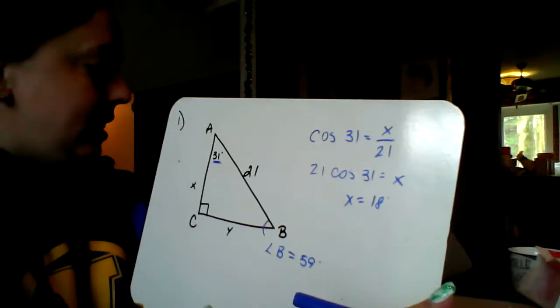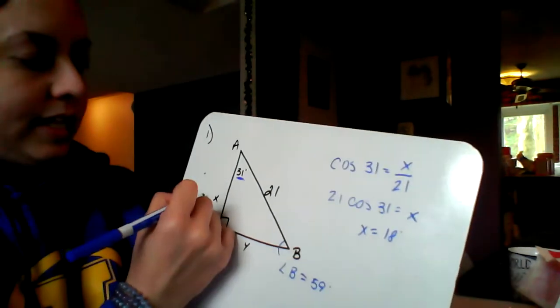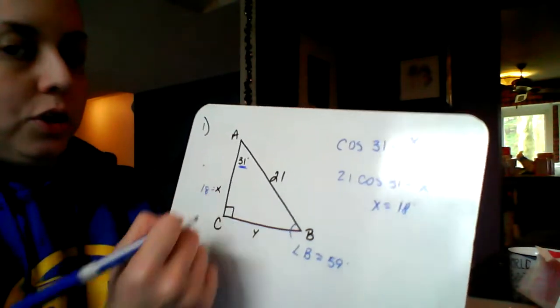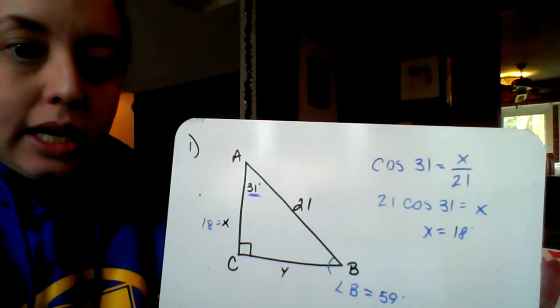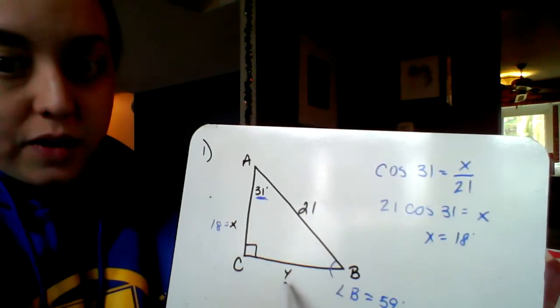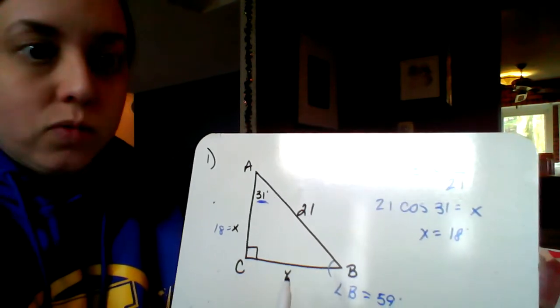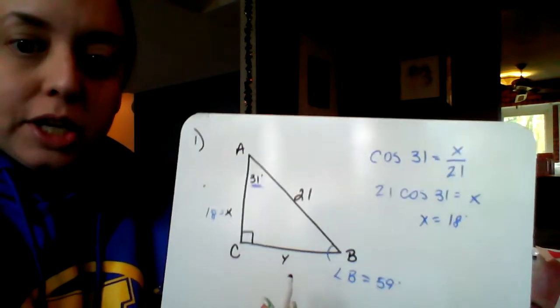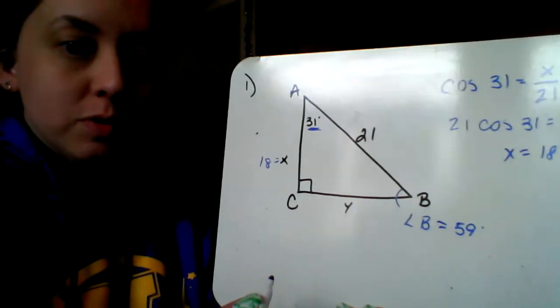Okay, and then once you have this 18, you can do one of two things now, right? If you know that that's 18 and that's 21, you could use the Pythagorean theorem just to find y, or you could use trig again. Doesn't matter to me, whichever one you're more comfortable with. I'm going to use the trig just for added reinforcement, okay?